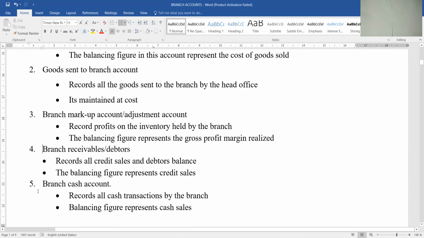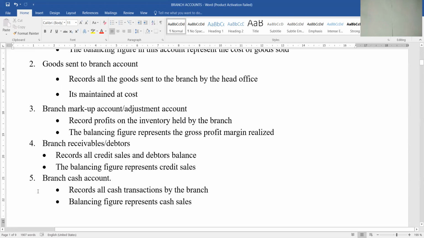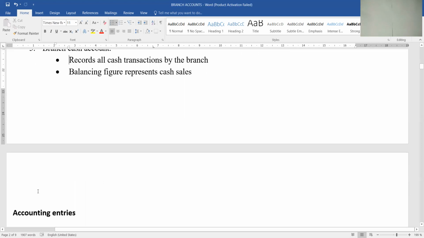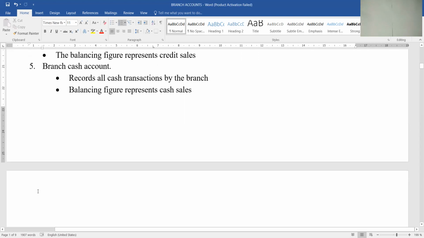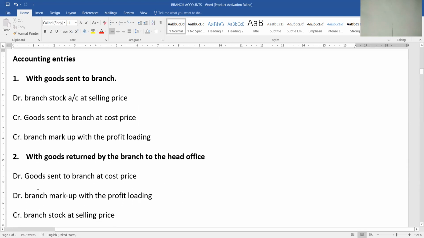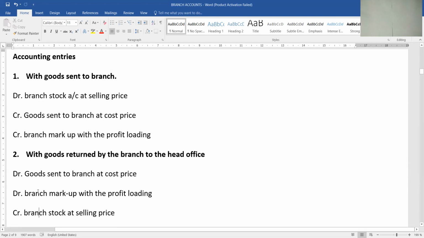Then the branch markup account, or we call it the adjustment account, records profit on the inventory held by the branch. So the balancing figure represents gross profit margin realized. Then we have the branch receivables or debtors account, which records all credit sales and debtors balance. The balancing figure represents credit sales. Then we have a branch cash account, which records all cash transactions by the branch. So the balancing figure represents cash sales.